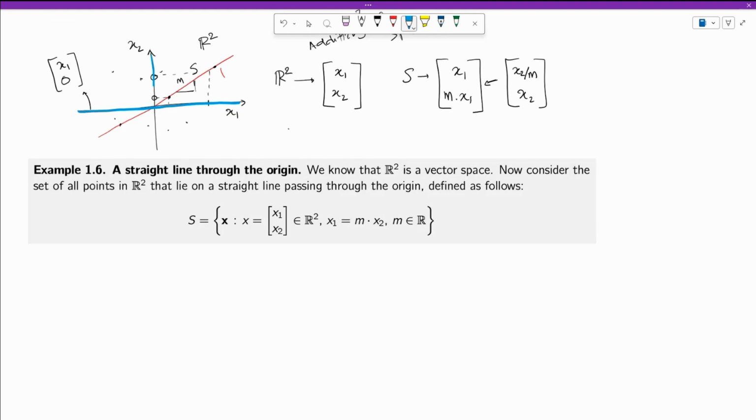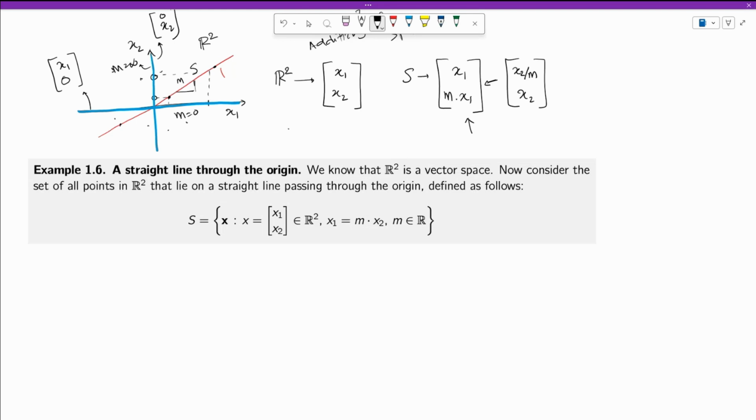Similarly, if my line was this, then the elements from this line will look like 0, x2. I can only choose x2. x1 is fixed for me. This is when the slope m is 0. Here, this is when the slope m is actually infinity. And here, the red lines are lines with finite non-zero value for the slope. Okay? And if you take any element from S, it'll look like this.